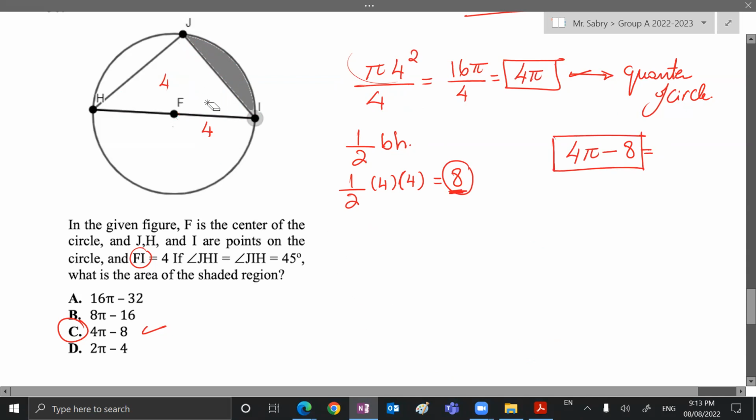What you're saying, I could do it and it will work as well. If you decided that this is 90, then 90 over 360 times the area of the circle, which is pi times 4 squared, should give you the area of the sector, which is still 4 pi. That's also the quarter of the circle.